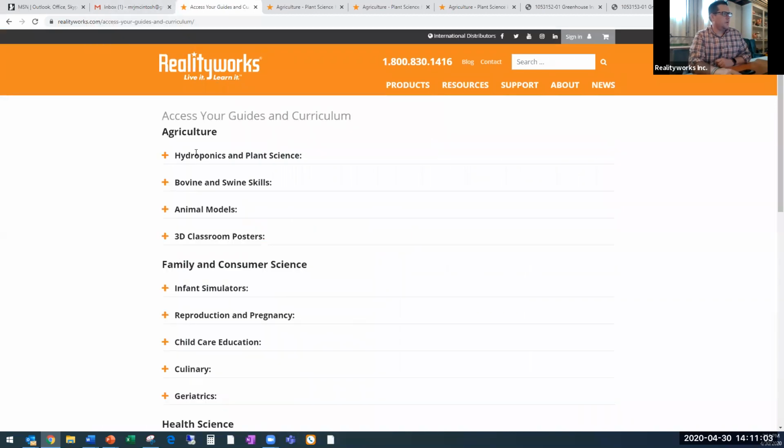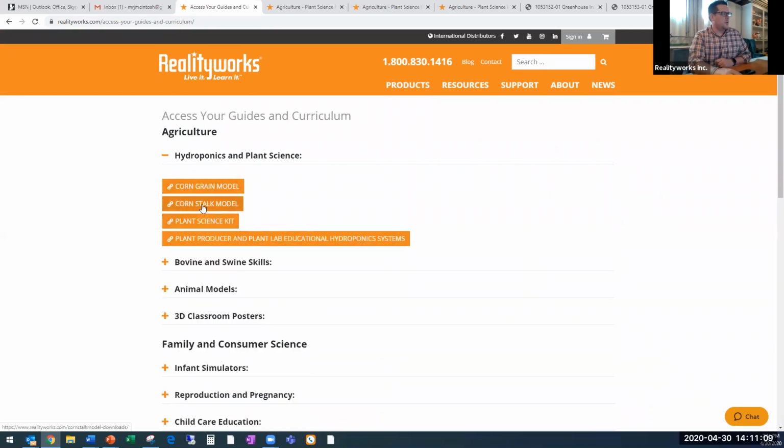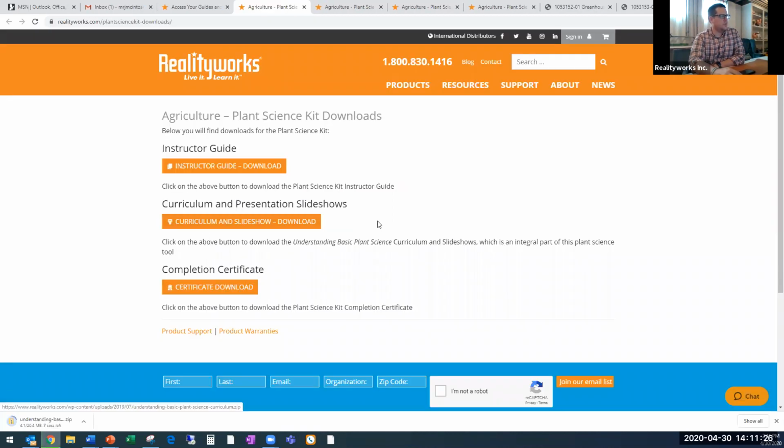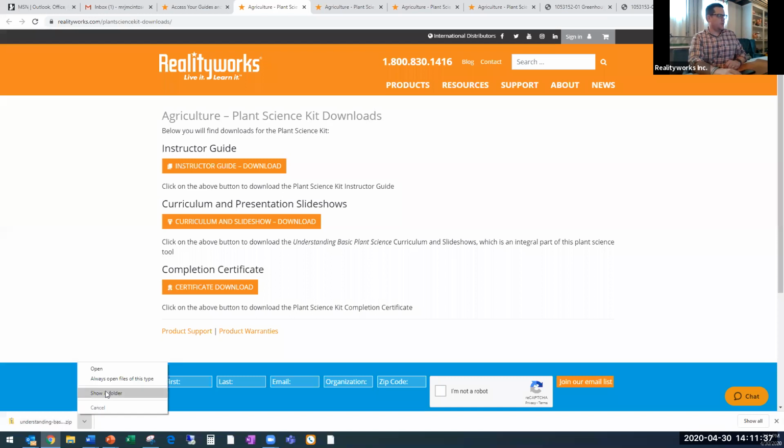And then in here, it has all the different products. All I have to do is click on the plus sign, and I can go to one of these. I'll go to the plant science one here, and it will show an instructor guide, curriculum and slideshow download, and then a certification download. So I'm going to go to the curriculum and slideshow download. The hard piece of this is down in the corner here, it says understanding basic, and then it cuts off and says zip. This is where I'm going to open or show in the folder. So that will pop up in its own folder.